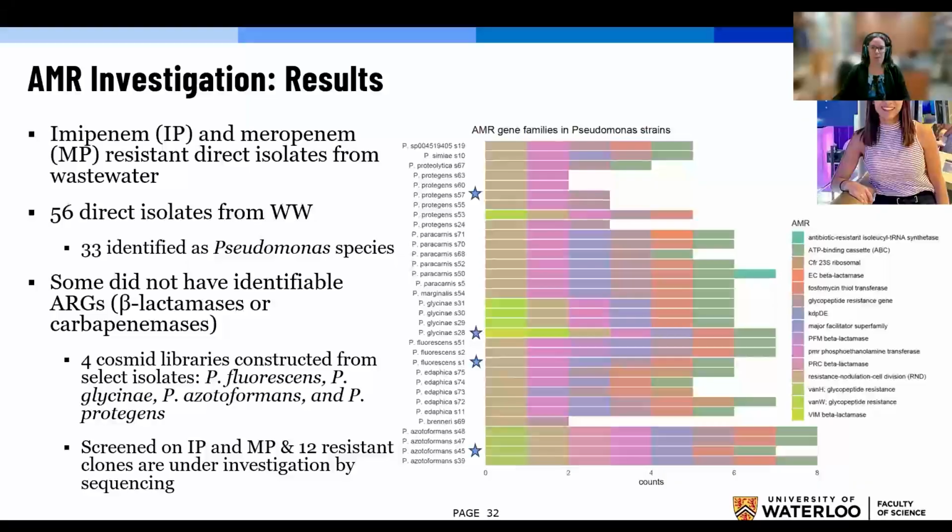She picked 4 representative species, denoted with the stars, and made metagenomic libraries out of their genomes to screen on imipenem and meropenem to narrow down where the resistance is coming from. This work is currently underway, and she has 12 resistant clones that she is investigating from these screens. Next slide, please.